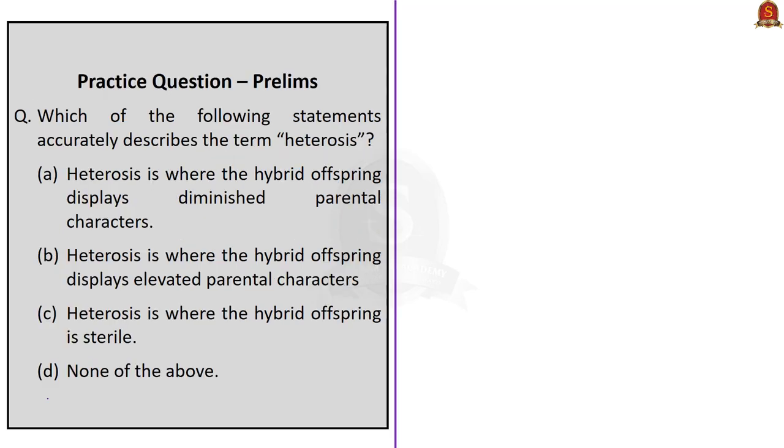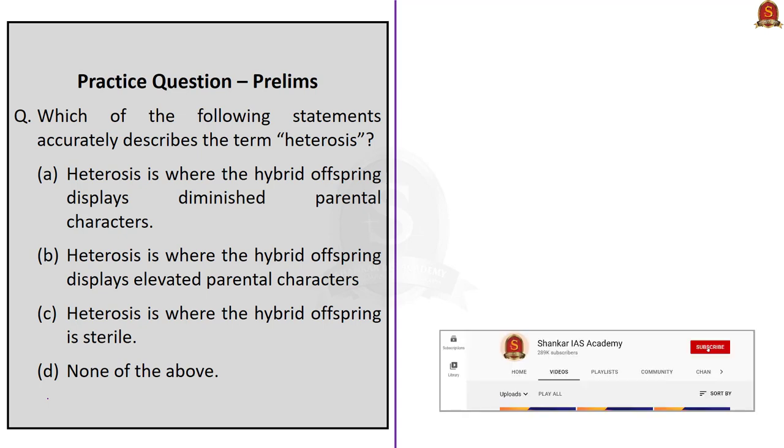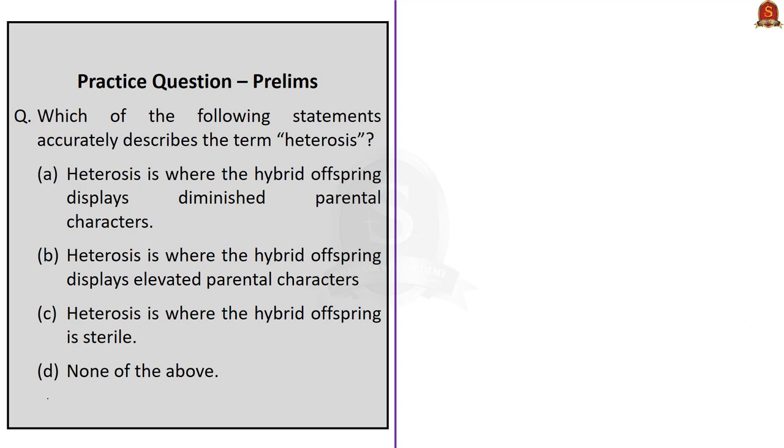Now moving on to the next question. This question is about heterosis. Which of the following statements accurately describes the term heterosis? Option A, heterosis is where the hybrid offspring displays diminished parental characters. Option B, heterosis is where the hybrid offspring displays elevated parental characters. Option C, heterosis is where the hybrid offspring is sterile. Option D, none of the above.